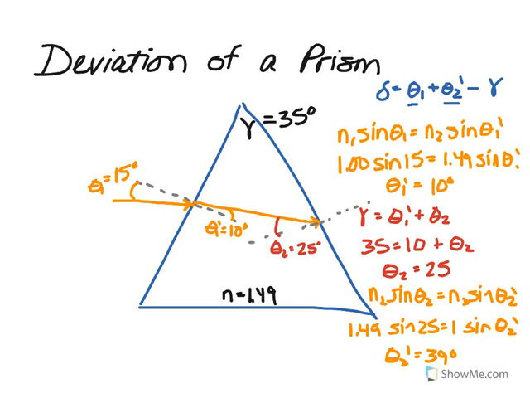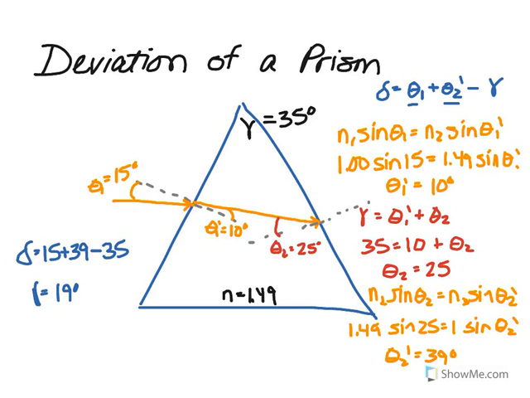And so now we have all the information we need to find the deviation. Theta 1 was 15 degrees. Theta 2 prime is 39 degrees. And gamma was 35 degrees. And you would find the total deviation for this prism is equal to 19 degrees.